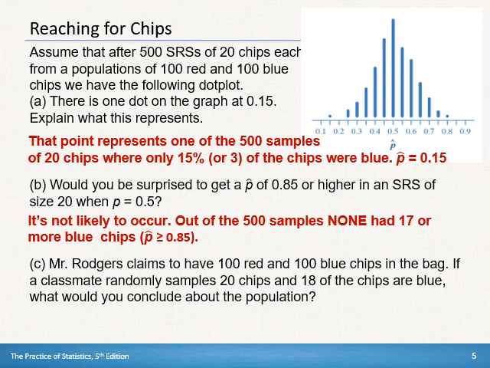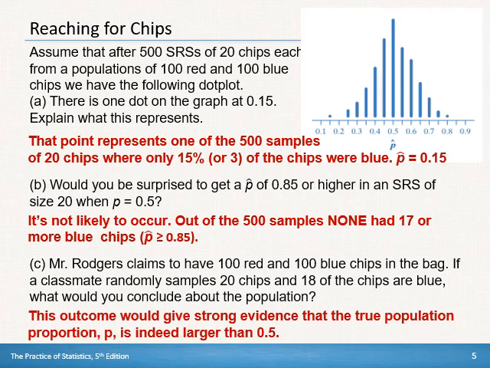All right, what about part C? So Mr. Rogers claims to have 100 red chips and 100 blue chips in the bag. If a classmate randomly samples 20 chips and 18 of them are blue, what would you conclude about the population and about Mr. Rogers' statement?